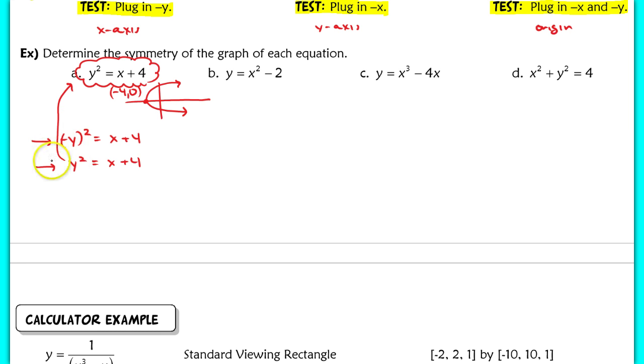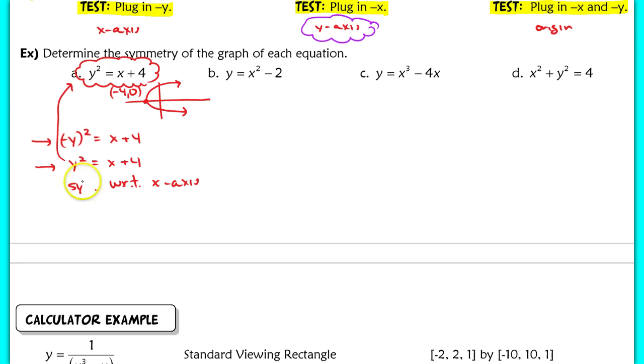Anyhow, so this is symmetric, and I'm going to write WRT, with respect to the x-axis. Now, let's say we wanted to test symmetry with respect to the y-axis. Clearly, you can see it's not symmetric with respect to the y-axis. So let's see what happens when we try to test this.